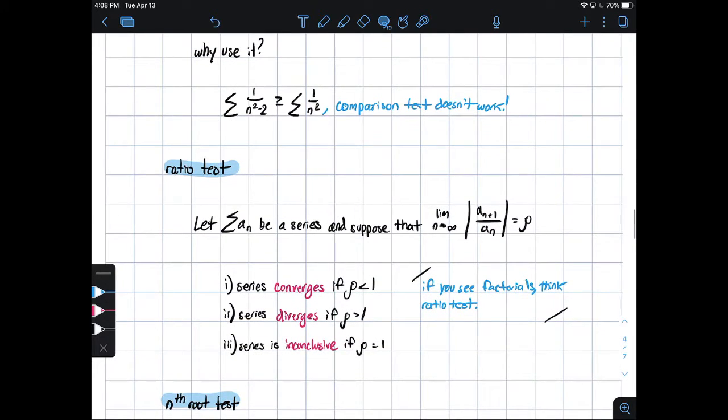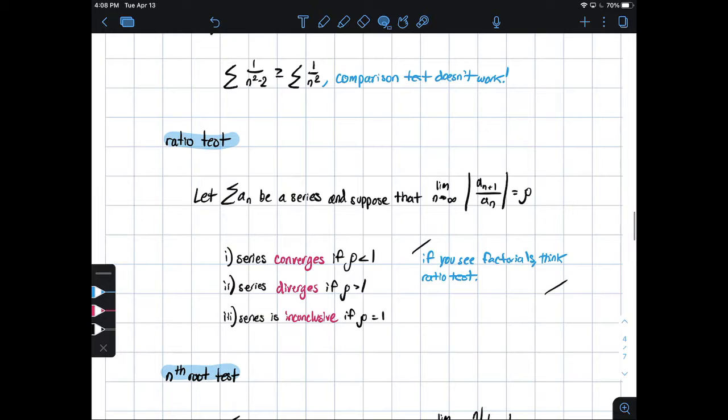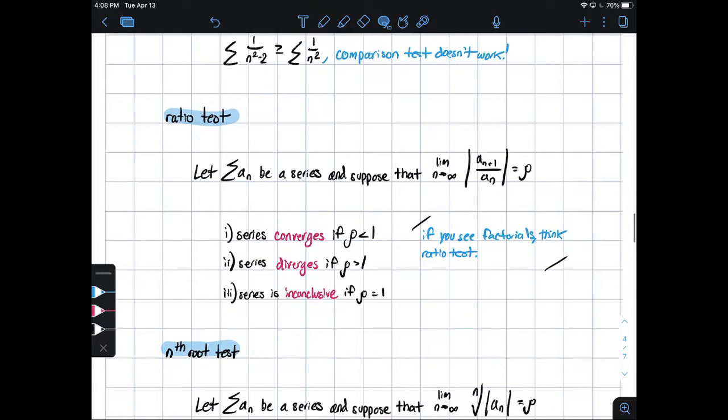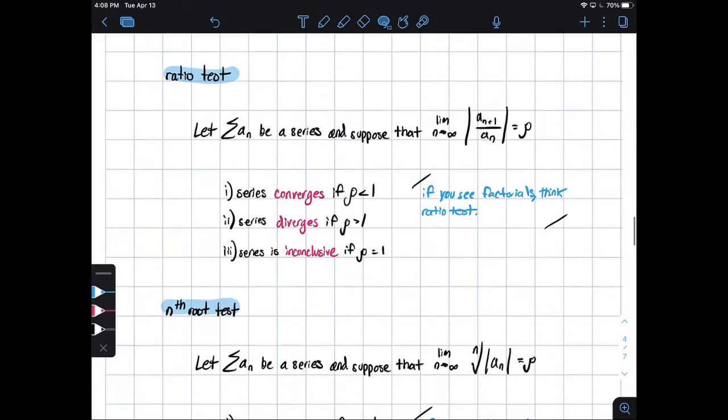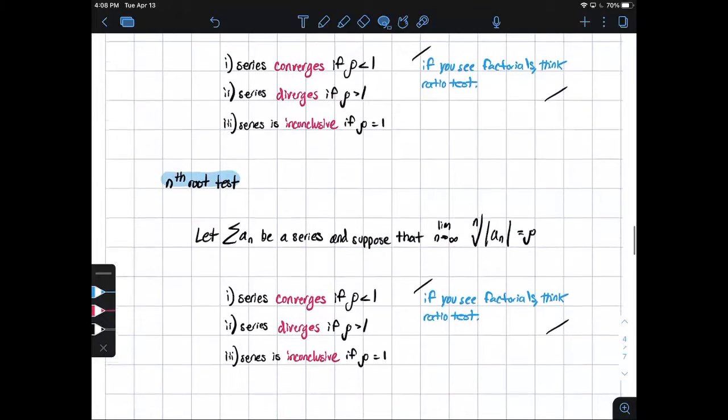Now, for the ratio test, this is a very important one, especially when you get to power series. Essentially, every time you see a factorial, you're going to say, okay, probably going to be using the ratio test. So what you do for this, you can read it. The series converges if rho is less than 1, diverges if rho is greater than 1, and is inconclusive if it equals 1. Essentially, take the n plus 1 term over the nth term, and you take the absolute value of that. Pretty simple.